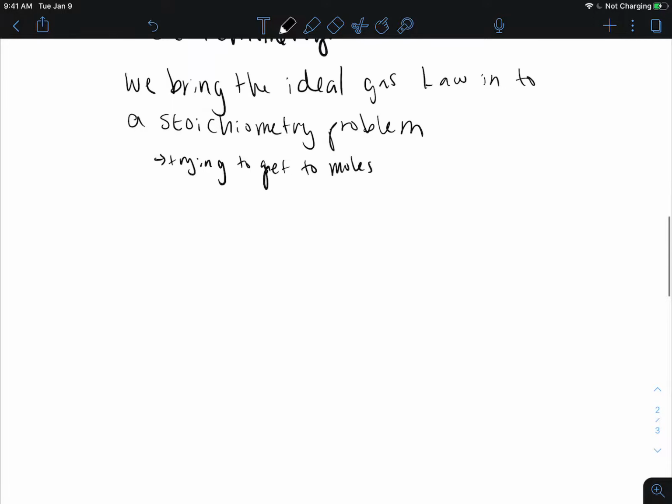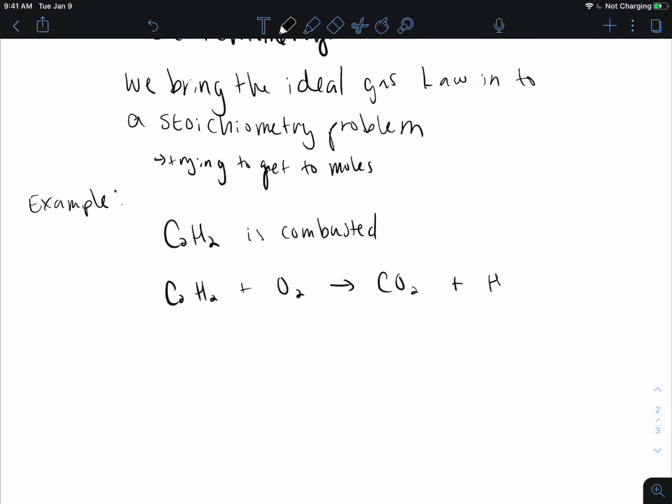So let's try. We have acetylene gas, C2H2, and it's going to undergo combustion. When it's combusted, it's going to produce carbon dioxide and water, right? So we have C2H2 plus O2 goes to CO2 plus H2O. When we balance this out, we get that right there.